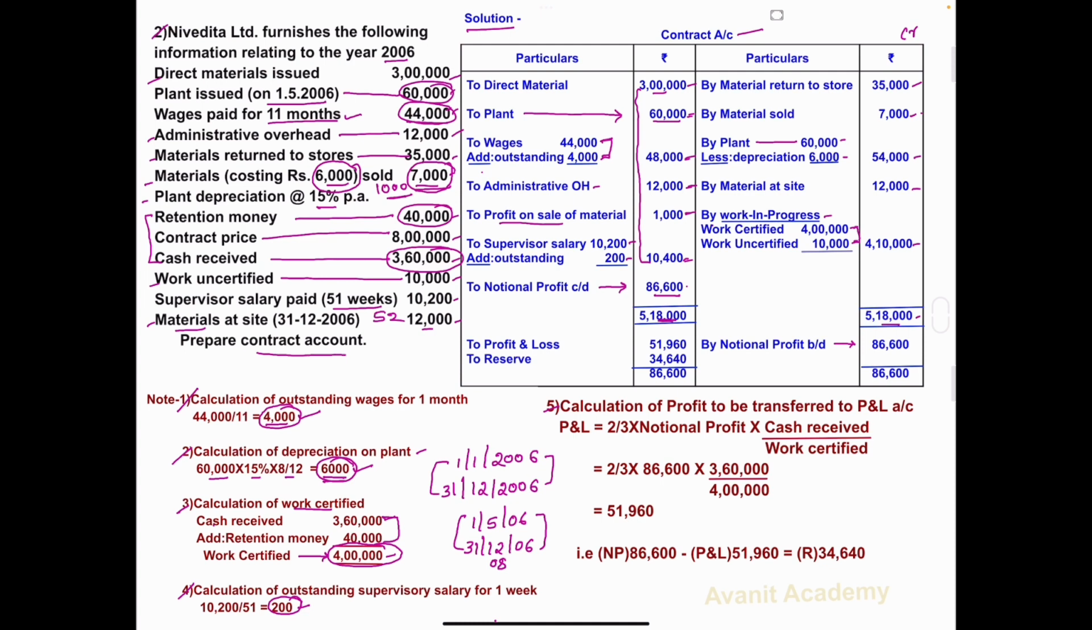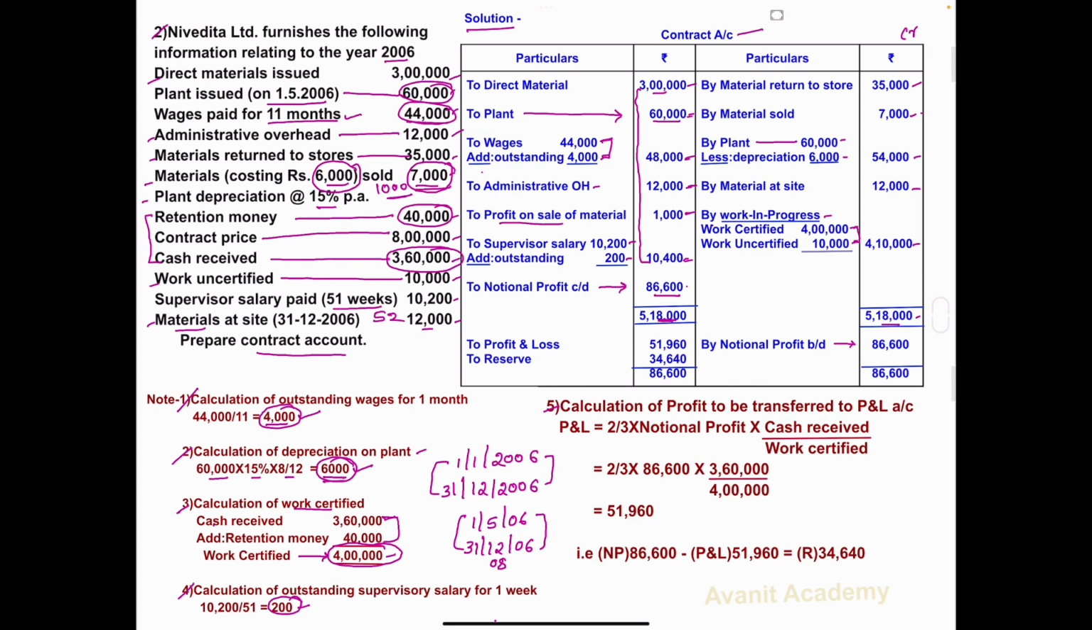The second condition is if the work completed is 1/4 or more but less than half, then 1/3 of notional profit is transferred to profit and loss account. So here work certified is 4 lakh. So it is not less than half of the contract price. So leave this second condition.